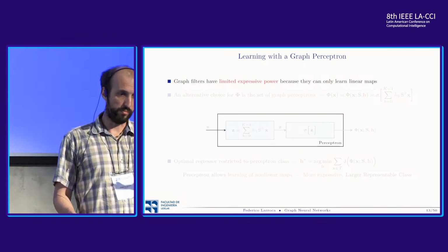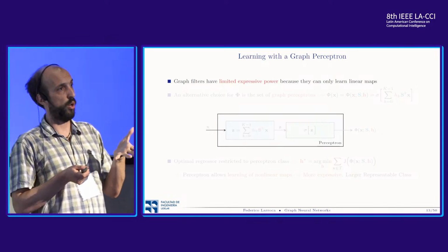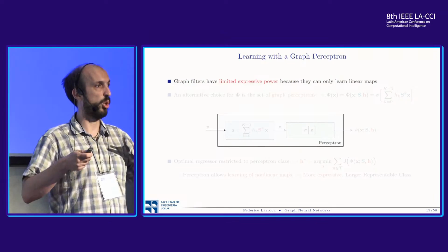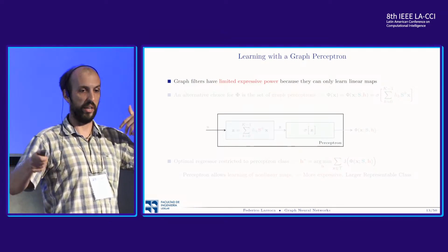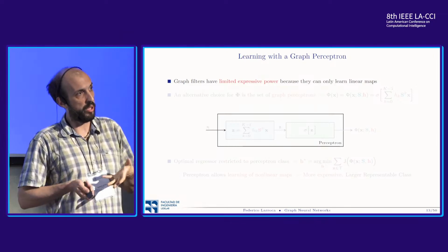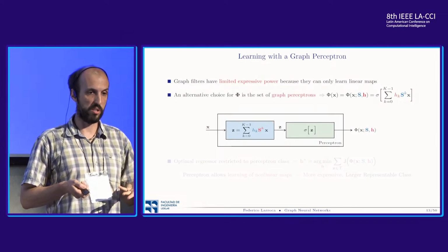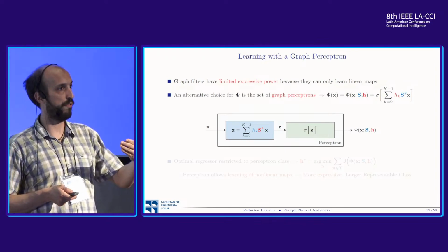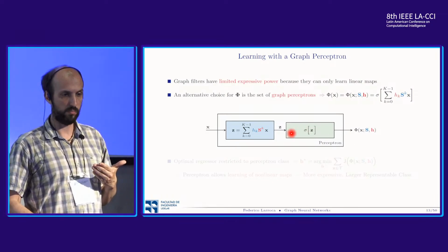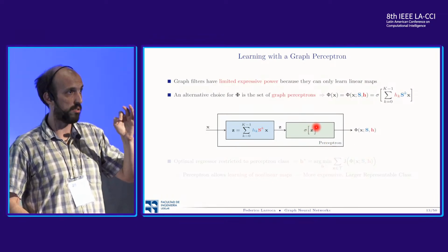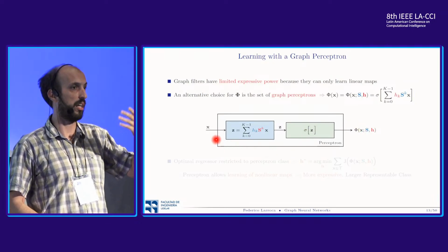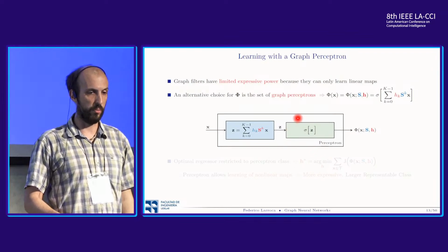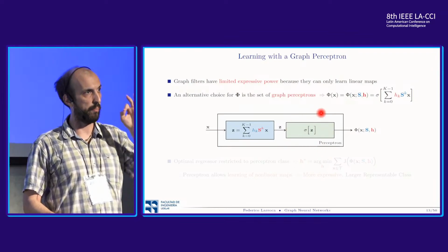So, what's the problem? The problem is that filters can only express, or we can only obtain, linear functions between x and y in this case. So why not equip it with non-linearity, and that gives us a perceptron. So this is a graph perceptron. We take the output of our filter and put it through a pointwise non-linear operator, for instance, the classical ReLU or sigmoid or whatever you like. But the important thing to note is that it's a pointwise operator.